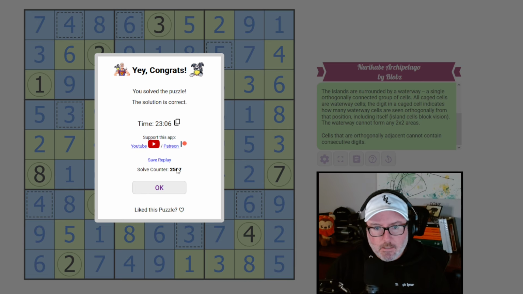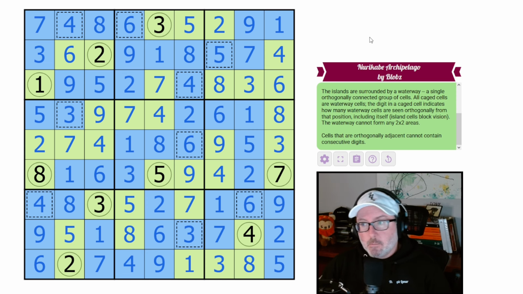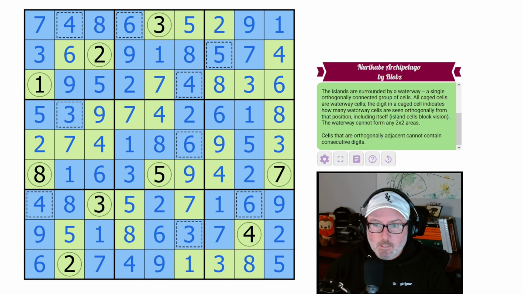Good puzzle. Yeah, this has a ton of solves, so it hasn't been out for that long. So, Nurikabe, Sudoku, I really love these combinations. Like I said, I've seen a couple of them. There's not a ton of them out there that at least I've gotten my hands on. Some of them have been pretty tough. Some of them, like this one, are more of an introduction to the Nurikabe style.